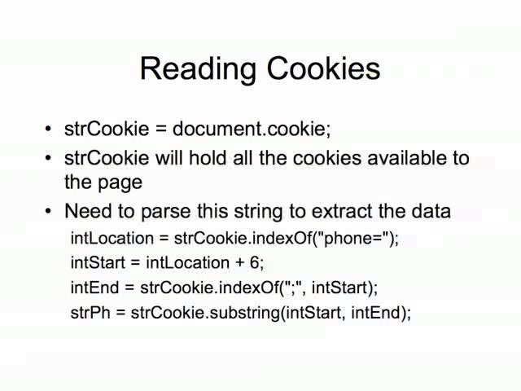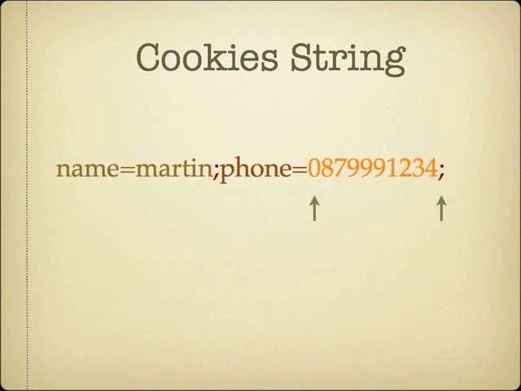So here we say int end equals strCookie.indexOf, and then we look for a semicolon, but we only start looking for it at position int start. So now int end will hold the location of the semicolon that comes after the phone number cookie. So now we know where the phone number starts, and now we know where the semicolon after it is. So now we know the exact position of the beginning and end of the phone number in this long string.